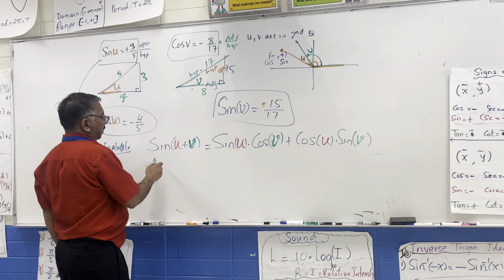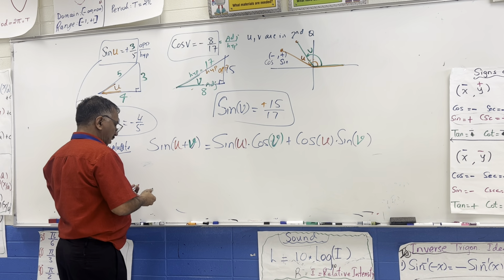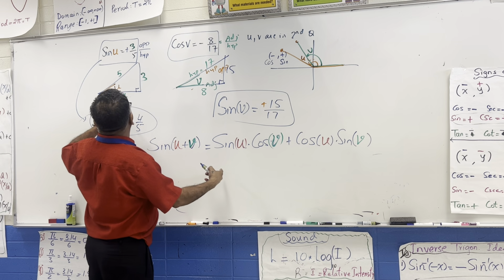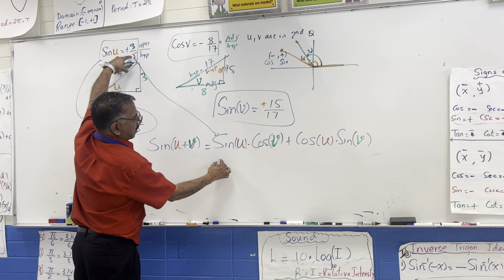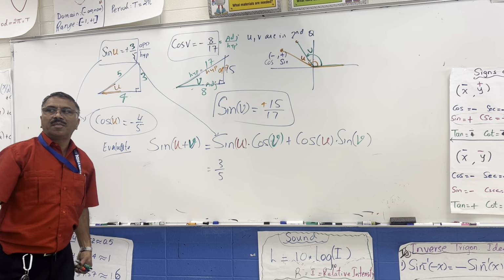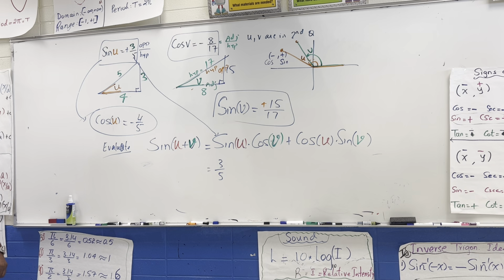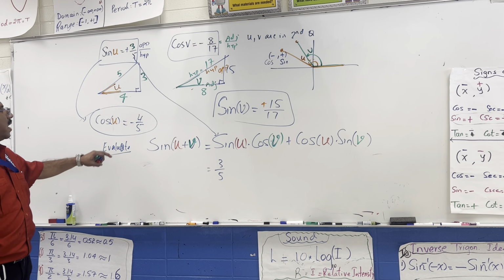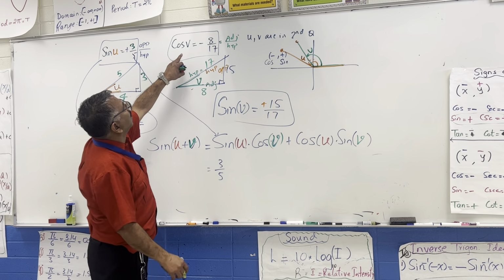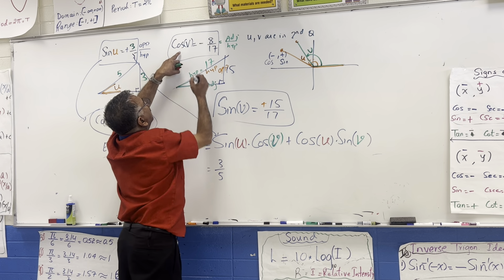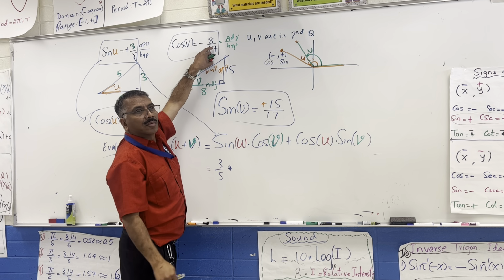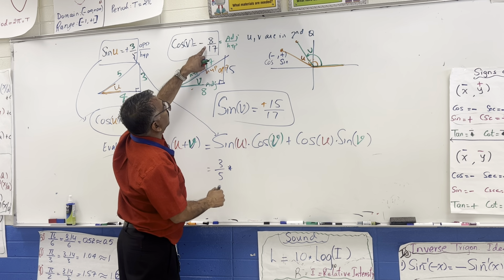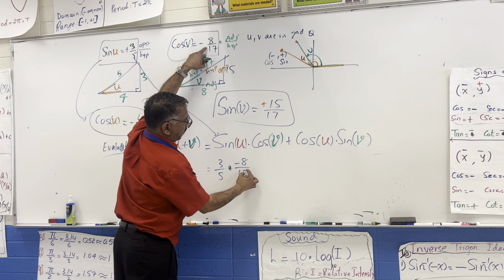Okay, so this equals sine u, where is sine u? Right here. This goes right here, which is 3/5. As I said, this problem is easy because there are no radical signs, right? Are you agreeing with me? What is cosine v? How much is cosine v? Negative 8, yeah. Negative 8 over 17 plus.